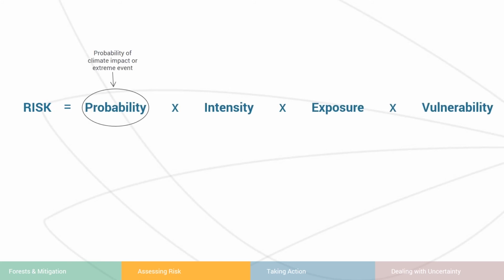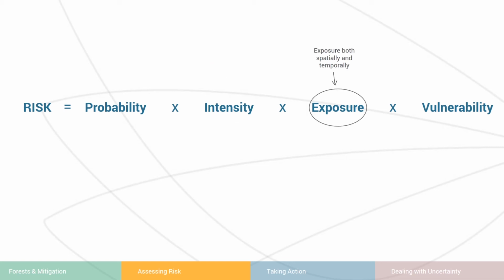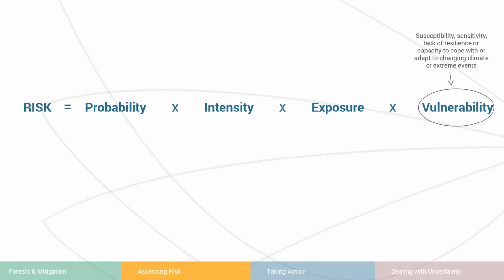Probability, or the likelihood that a particular climate impact or extreme event will occur. Intensity, which is determined by the magnitude or duration of the impact. The exposure to the risk over space and time. And vulnerability, or the susceptibility, sensitivity, and degree of resilience to a particular climate impact. Breaking risk into its component parts reveals which factors contribute the most and the best ways to reduce it.